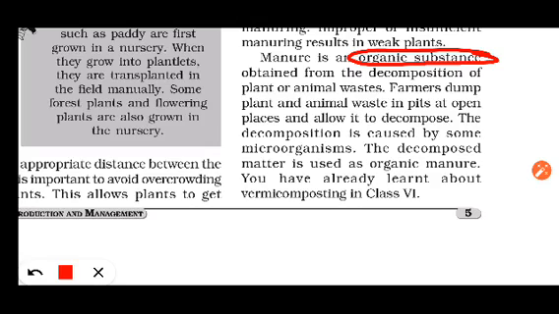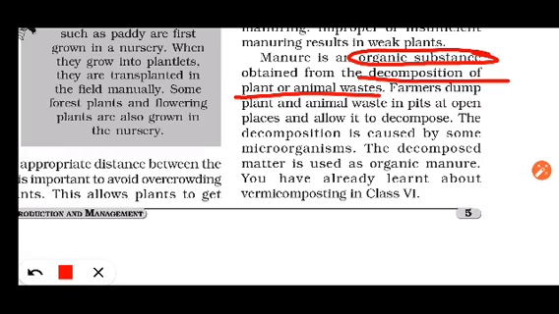As I told you, manure is obtained from plant or animal waste after decomposition. इसमें क्या होता है? Plants और animal waste को हम decompose करते हैं inside the pits and these are called compost pits. Farmers dump plant and animal waste in pits at open places and allow it to decompose. The decomposition is caused by some microorganisms. Microorganisms help in this decomposing process and the decomposed matter is used as organic manure. और जब ये अच्छी तरह decompose हो जाता है, this is called organic manure.